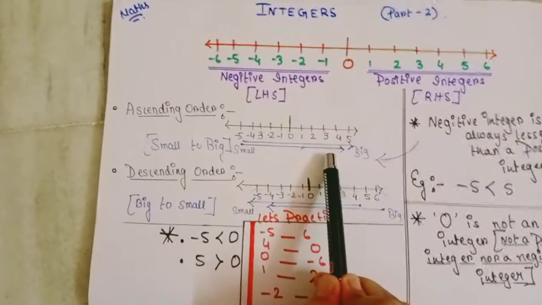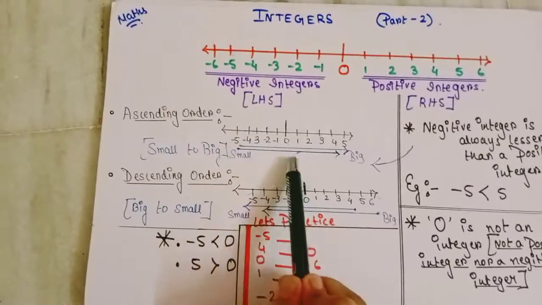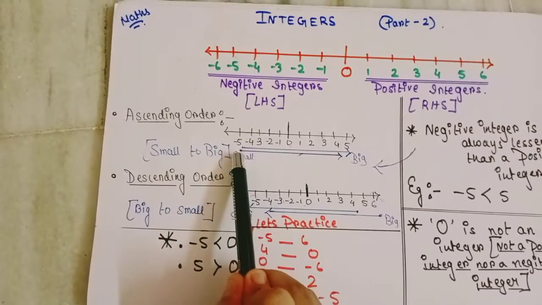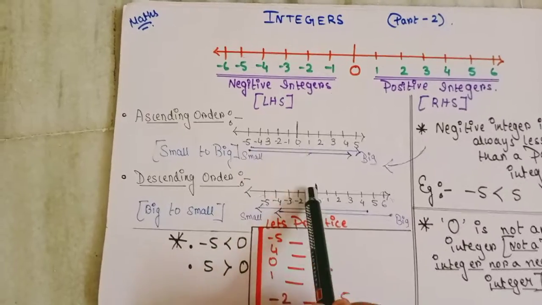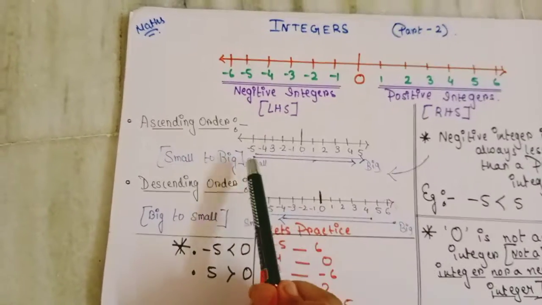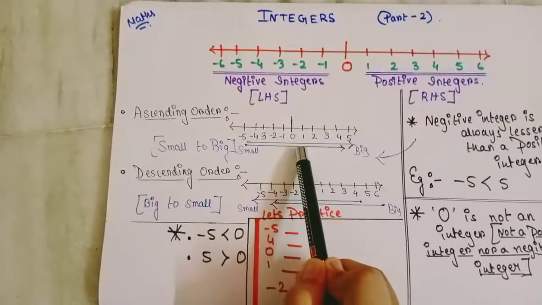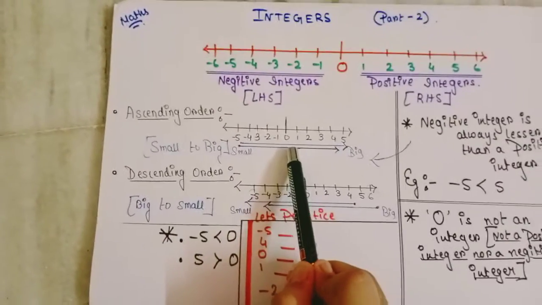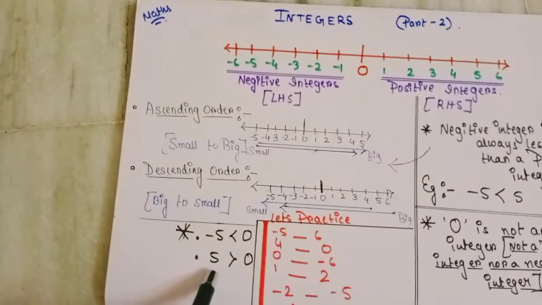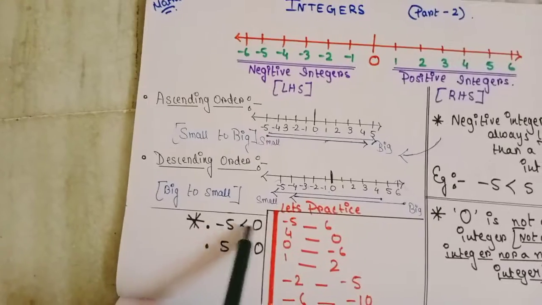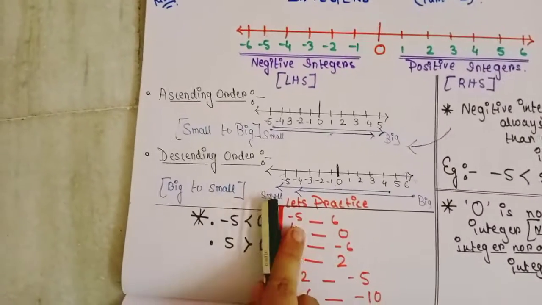I have given the arrow. You can understand by this: here it is -5 and here it is 0. So -5 is lesser than 0. A negative integer is always lesser than 0, and a positive integer is greater than 0. Now you can understand this.